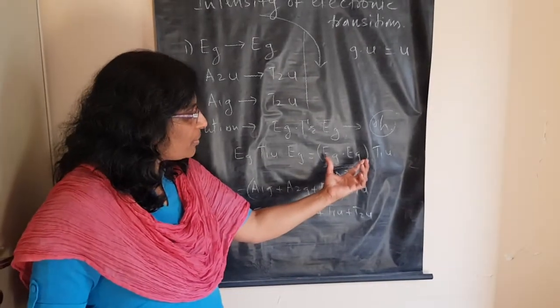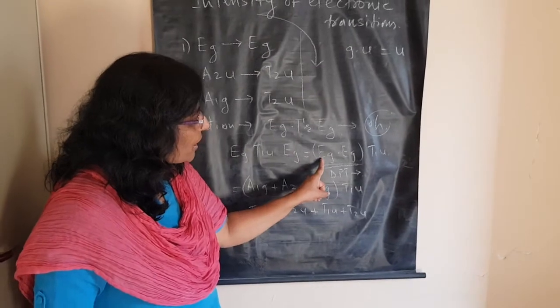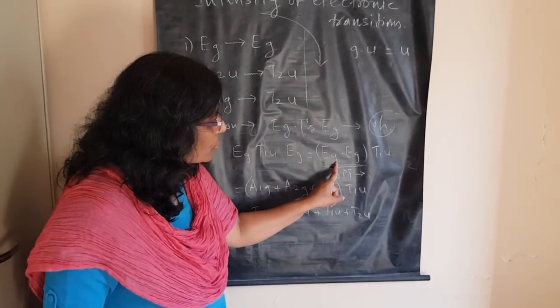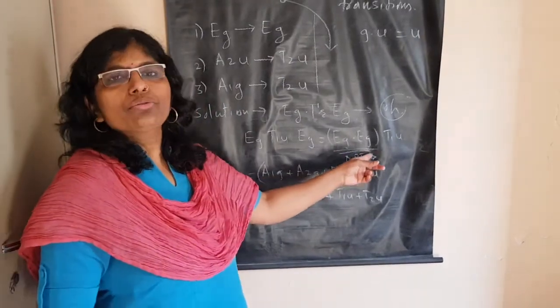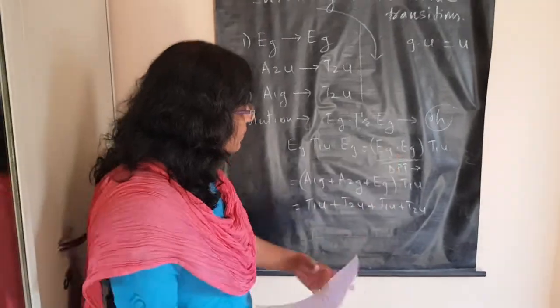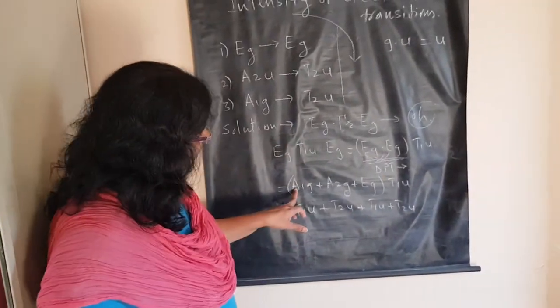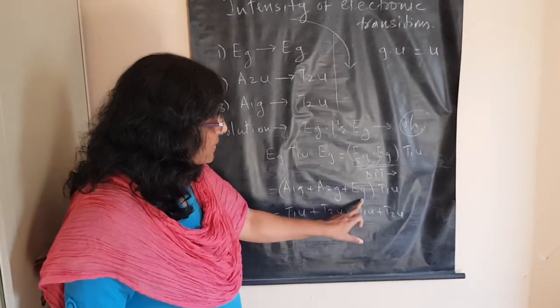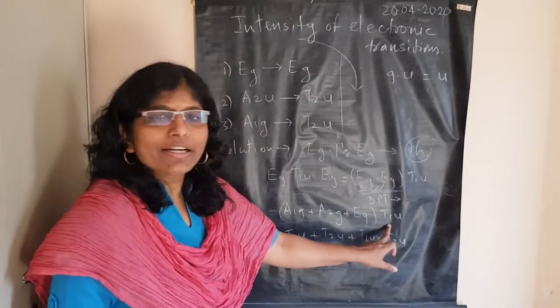In the question paper, the last two pages are the direct product table. So first we have to get the product of E into E, and then the product of g into g. For E into E, you have to look at the direct product table given with the question paper. The product of these two will end up as A1g plus A2g plus Eg, and whatever is outside the bracket, the dipole moment vector, will remain as it is.